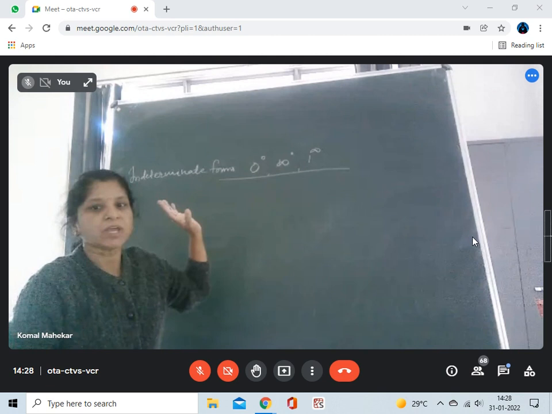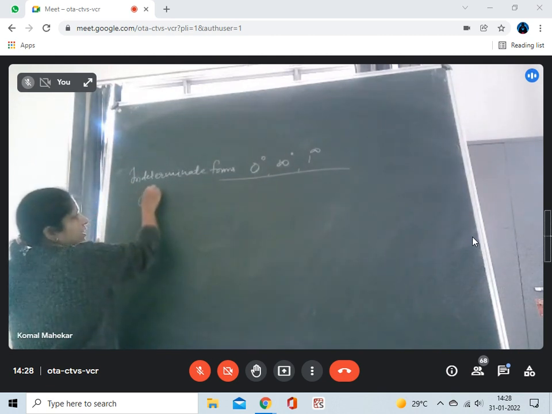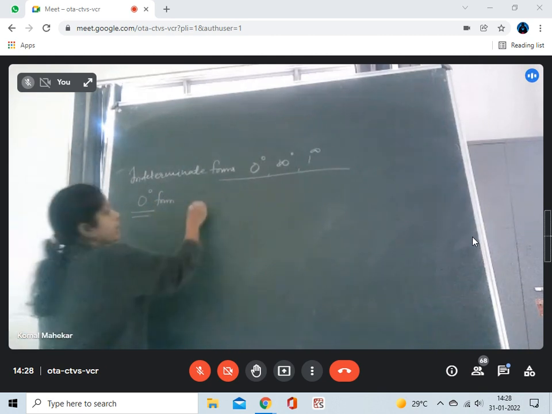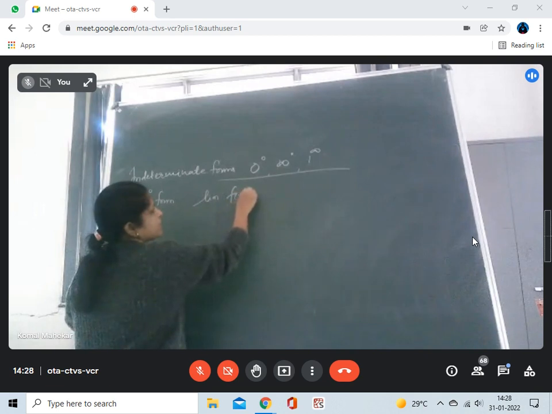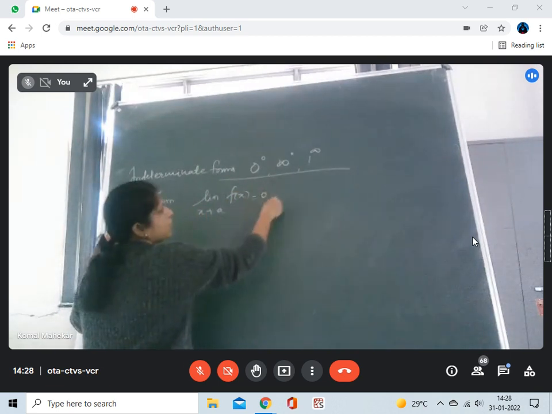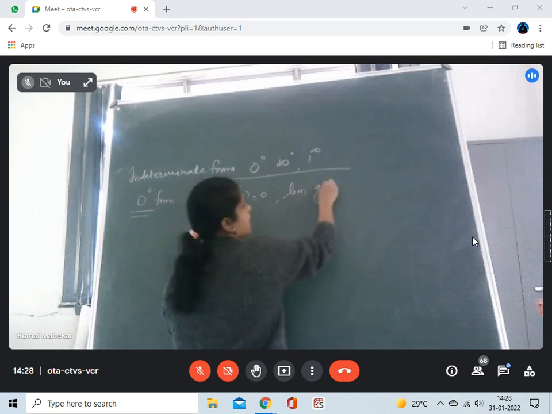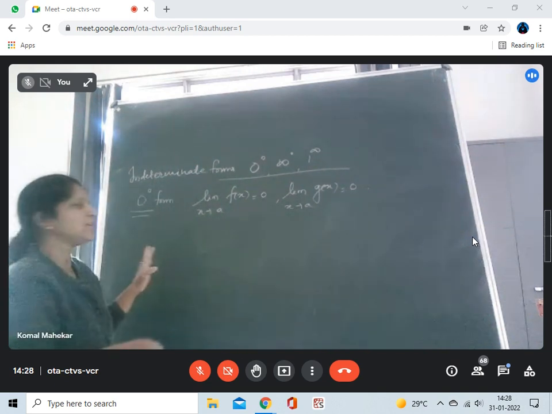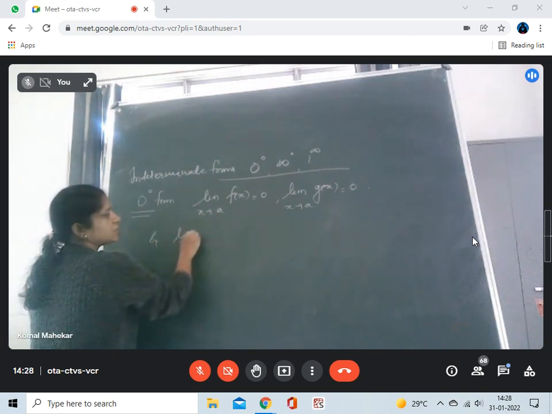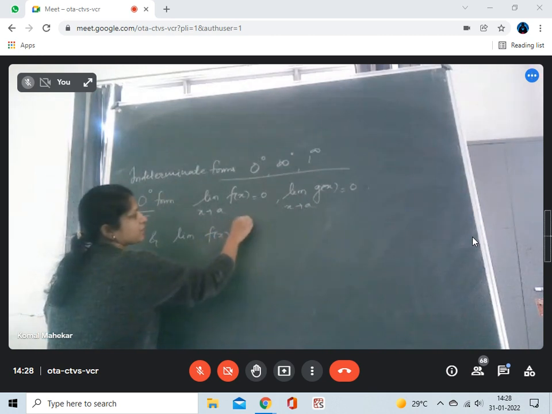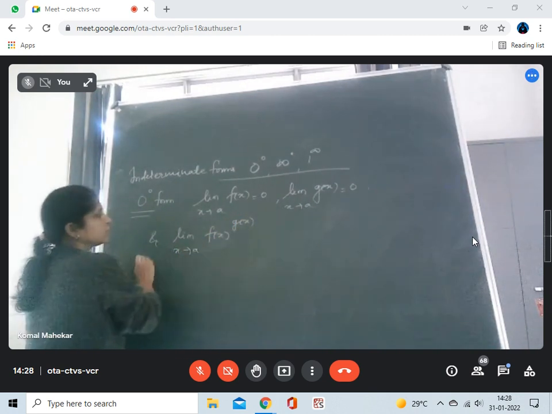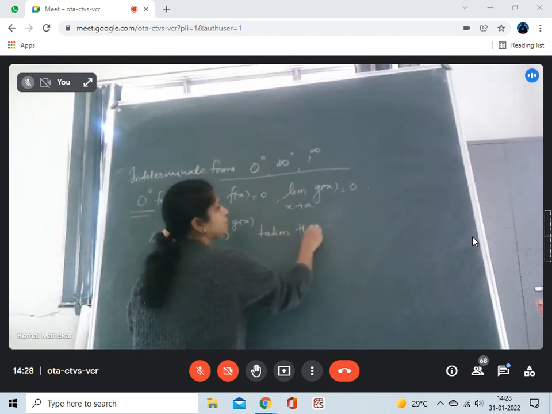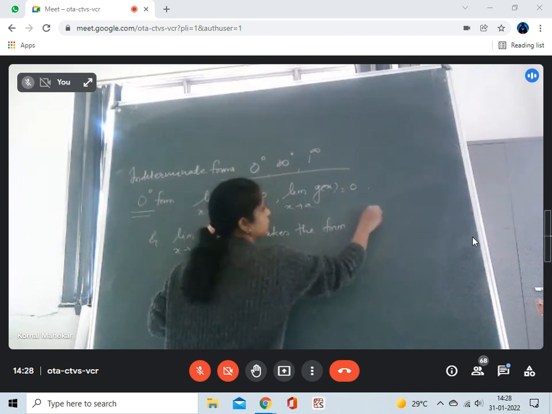Here we will take the first form, that is the 0 raised to 0 form, where the function is said to be in 0 raised to 0 form if the limit of the first function f(x) as x tends to a is 0, the limit of the second function g(x) as x tends to a is equal to 0, the limit of both the functions is 0, and the limit of f(x) raised to g(x) as x tends to a takes the form 0 raised to 0.